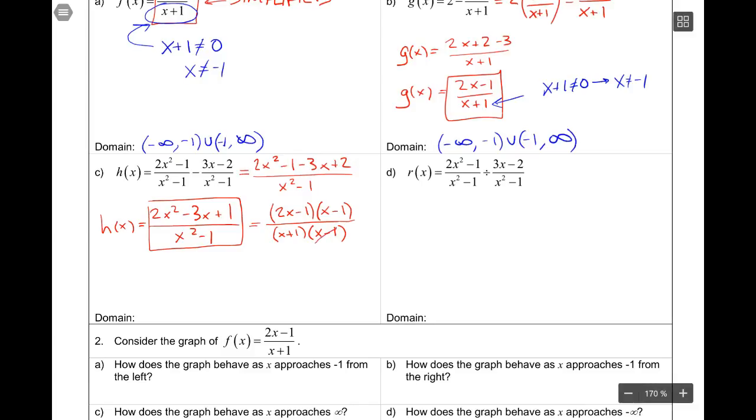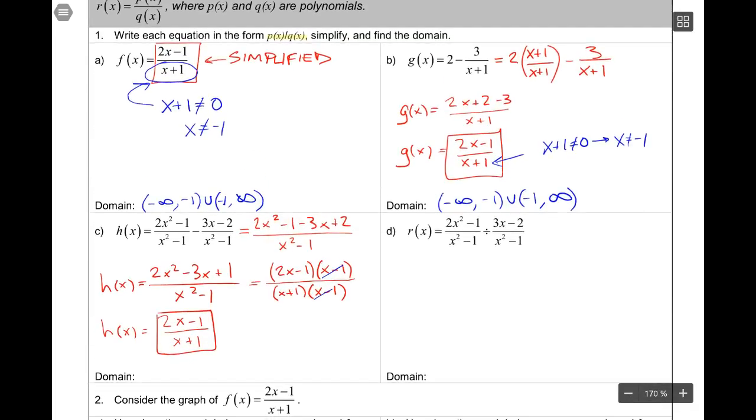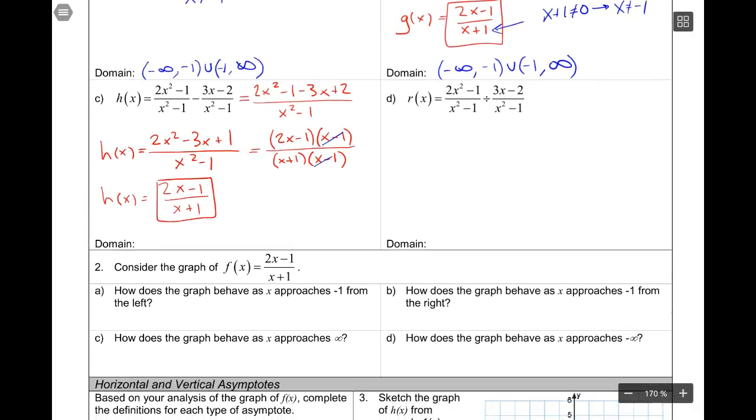I have x minus 1 that cancels with x minus 1. So really what I should say here is h of x is not equal to what I had before. I can simplify it further and say h of x equals 2x minus 1 over x plus 1. Okay, and that function is starting to look familiar. That's what we had in the first example. So this thing that was kind of crazy looking simplified down to what we had in the first example, and the same thing we had in the second example. So far this is getting a little bit repetitive.